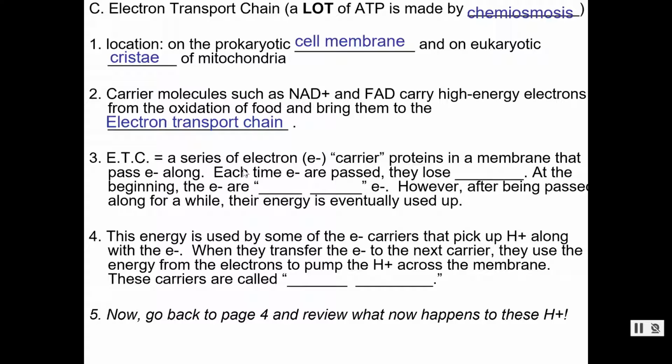Okay, so the electron transport chain is a series of electron carrier proteins in the membrane. The electrons are passed and they lose energy, just like our potatoes from the fire. At the beginning, they're considered high energy electrons, but after being passed, their energy is used up. They transfer these electrons to the next carrier, and the energy is what is used to pump those hydrogens across the membrane. So those proton pumps use that energy from these electrons to push those hydrogens across the membrane.